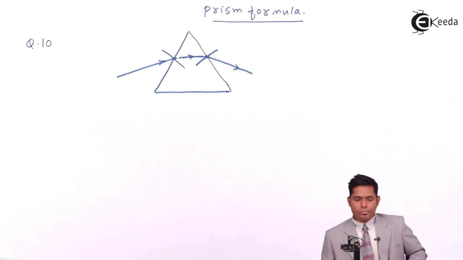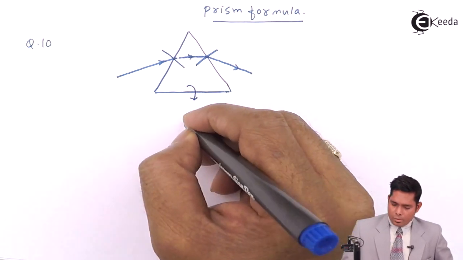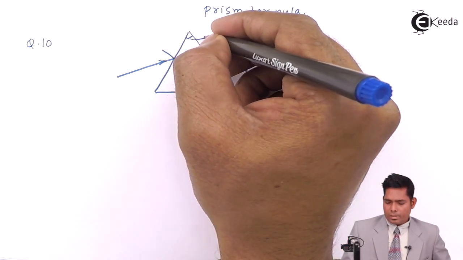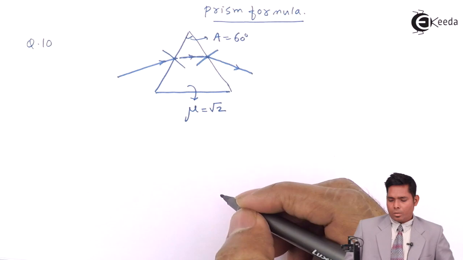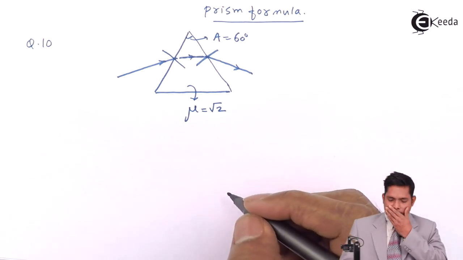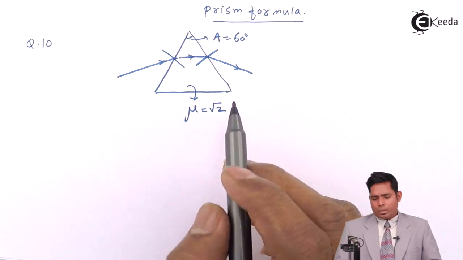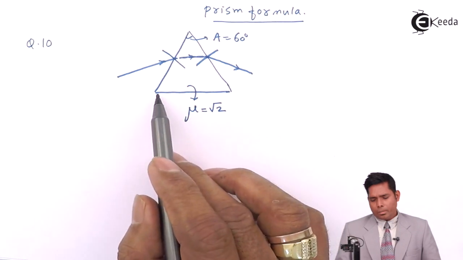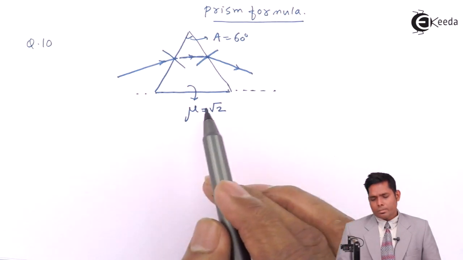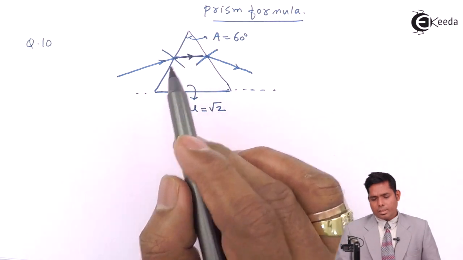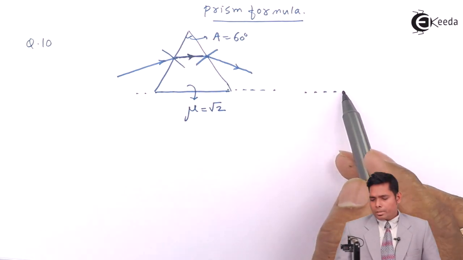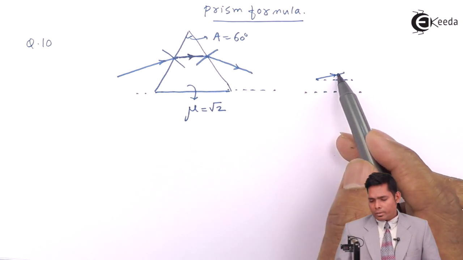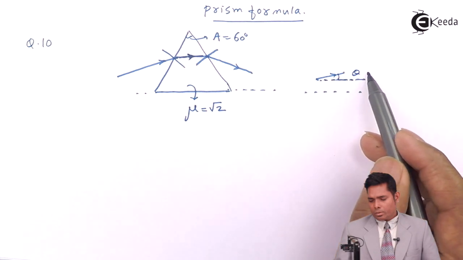If the refractive index of the prism material is √2, because it is equilateral, this angle is 60 degrees. You have to find the angle between this ray which is traveling inside the prism and the base of the prism. So this is the base of the prism and this is the ray which is traveling inside the prism. Suppose that this angle is theta, so you have to find what is theta.